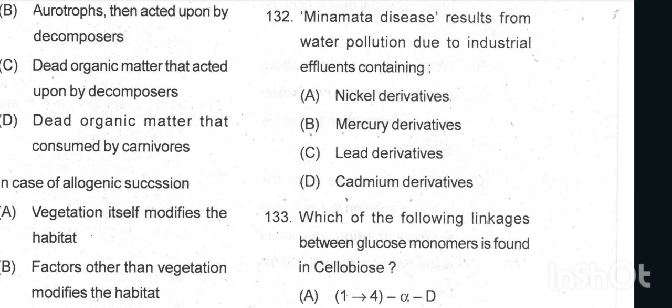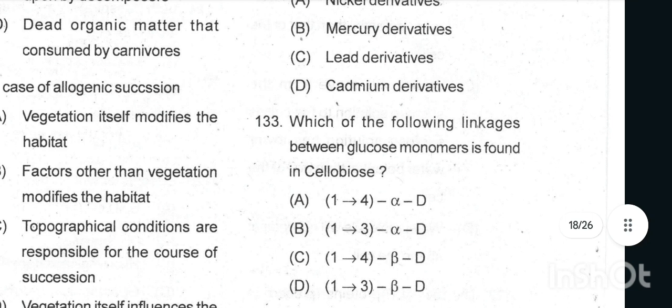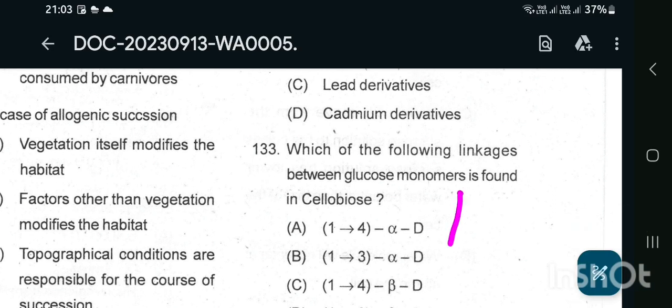Which of the following linkages between glucose monomers is found in cellobiose? Cellobiose has beta 1,4 linkage. So here the answer is option C. Option C is the correct one.